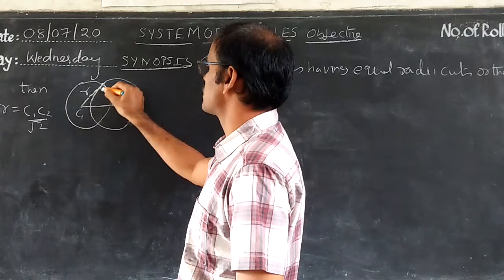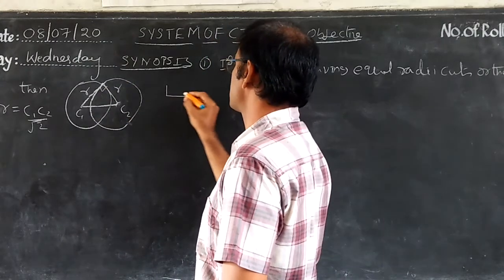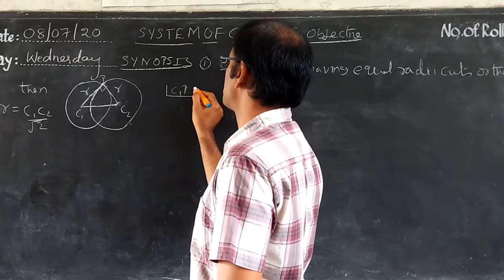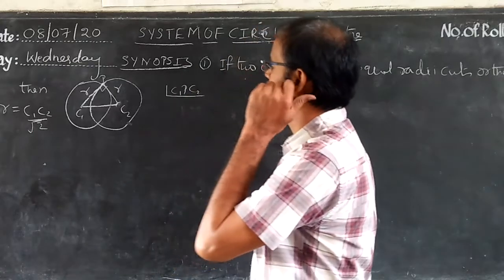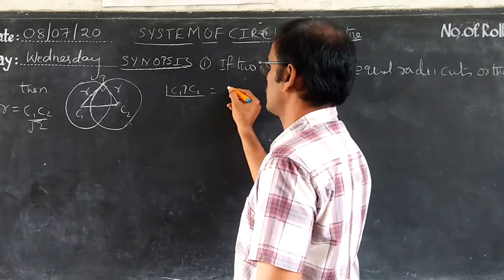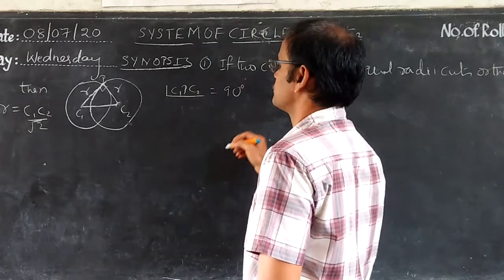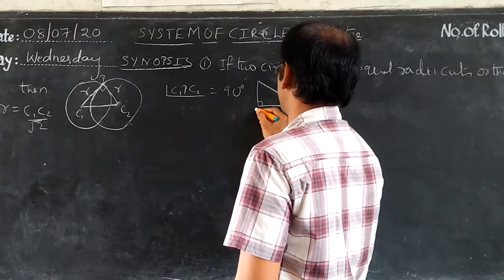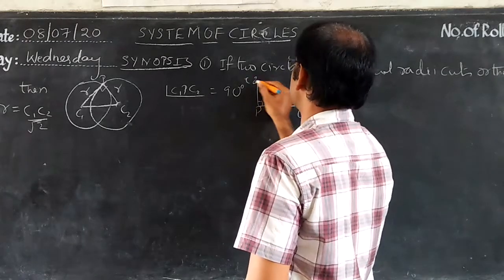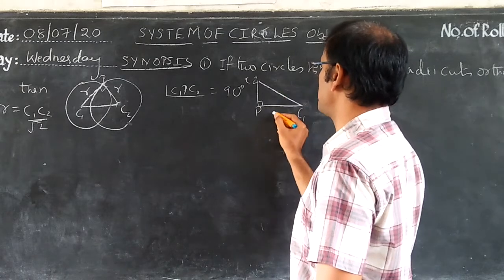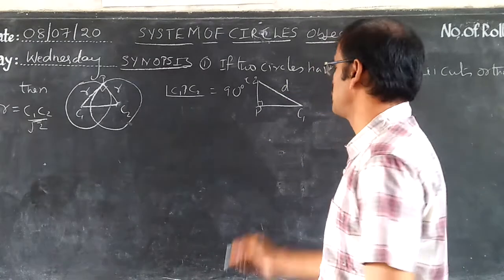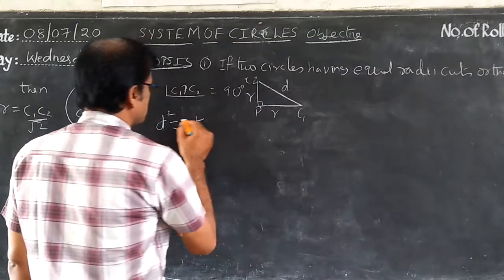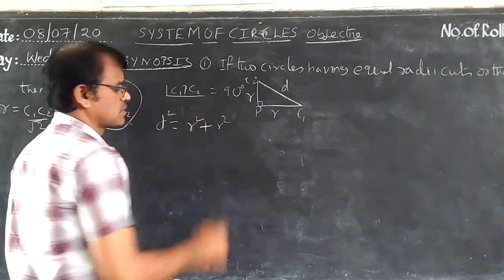We know that the angle in a semicircle is 90 degrees. Draw like this. C1, put here P. Angle C1PC2 is equal to 90 degrees. So in 90 degrees, draw like this. This is P, this is C1, this is C2. C1C2 we need; it can be represented also as D. C1P is equal to R and C2P is also equal to R. So D square is equal to R square plus R square.